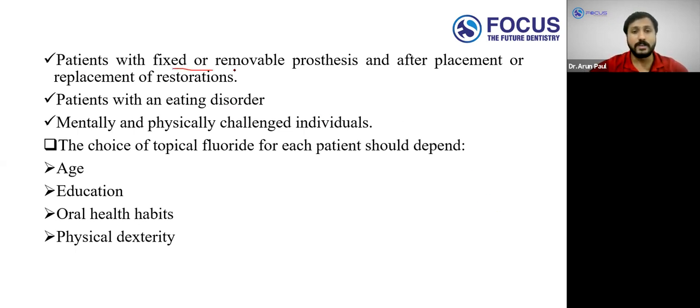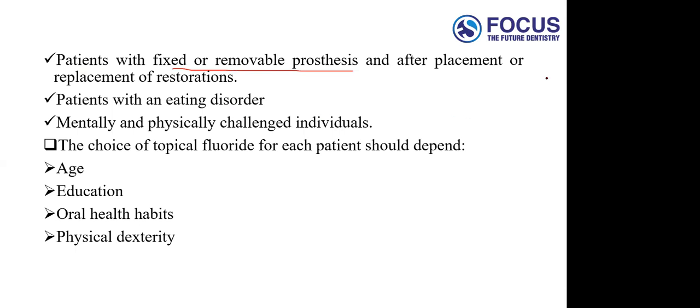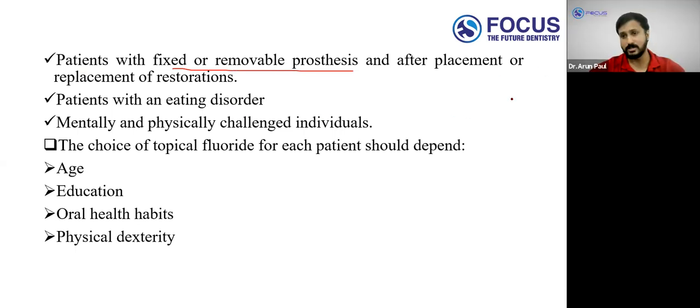Then patients with fixed and removable prostheses. This is again in terms of oral hygiene. Patients with eating disorders: it has been said that people who have eating disorders like bulimia and anorexia nervosa, their oral health is always complex and complicated. So that is the reason why there would be more chances of lesions. So to prevent it, fluoride is advisable. And mentally and physically challenged individuals, where physical and manual dexterity is always compromised.